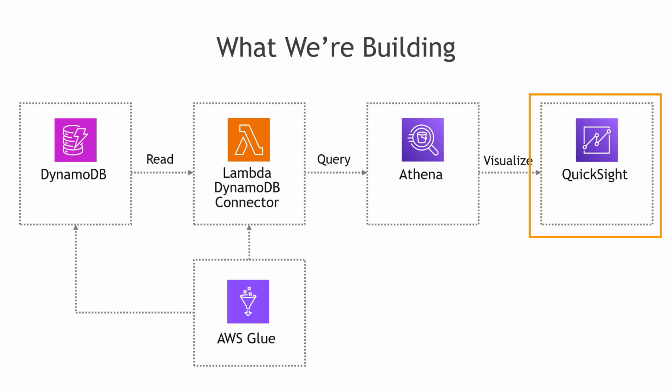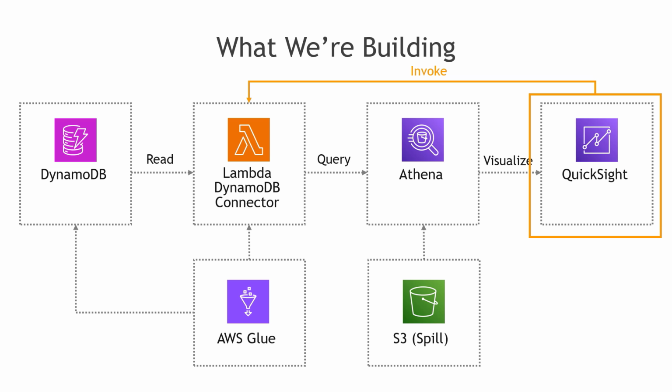Remember that the data connector works by invoking a Lambda function to query data from the DynamoDB table. Now that we're going to be working in QuickSight, that means QuickSight will actually need permissions to invoke the Lambda function. Also, remember we've got this S3 bucket for the spill location, so QuickSight needs access to that as well. So we need to set up the appropriate permissions for all of this to work before we actually head into QuickSight and try to do anything.